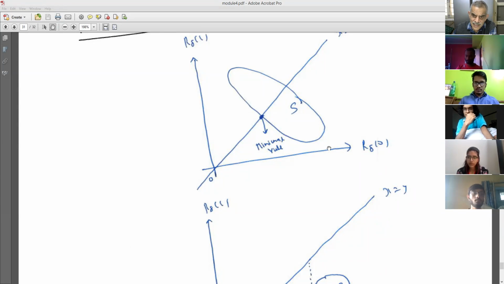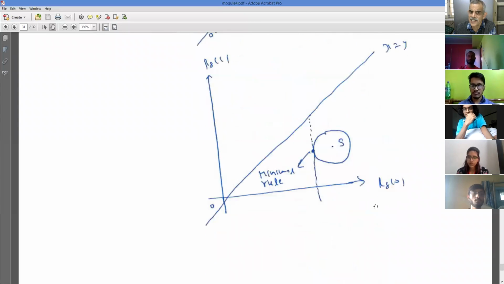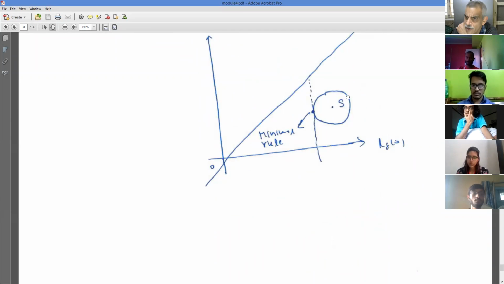Now look at this scenario. Here your risk set falls only on one side of the line x equal to y. So what is the maximum risk over here? Always R delta naught. So I look at the estimator for which R delta naught is minimum. Keep on doing it, R delta naught would be minimum only for this point. So this estimator corresponds to the minimax estimator. Is that okay?